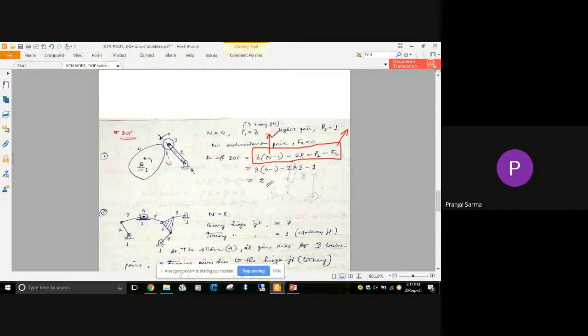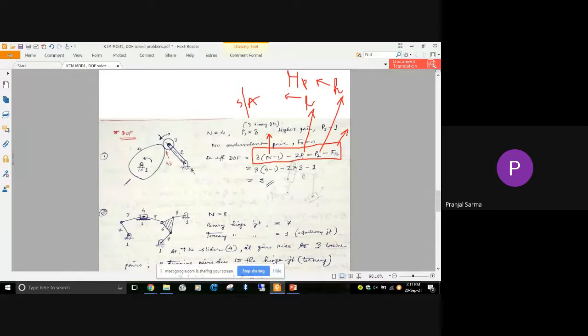Apart from that, P1 and P2: P1 is the number of lower pairs, and P2 is about higher pairs. So lower pair means what kind of contact? Surface or area contact, or line or point contact? This is surface or area contact in case of lower pair. In case of higher pair, we can consider line or point contact. So those things are already discussed.